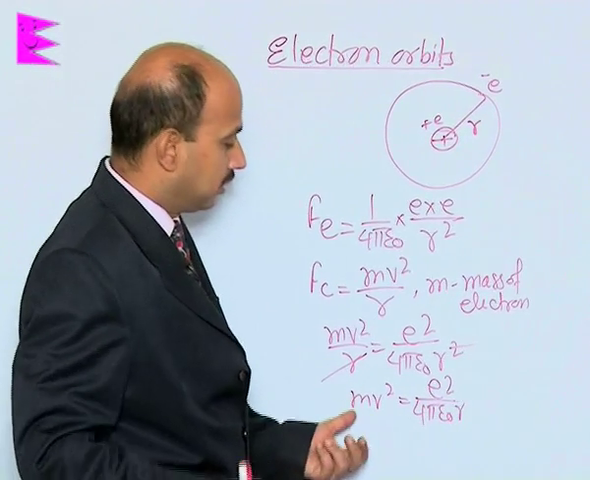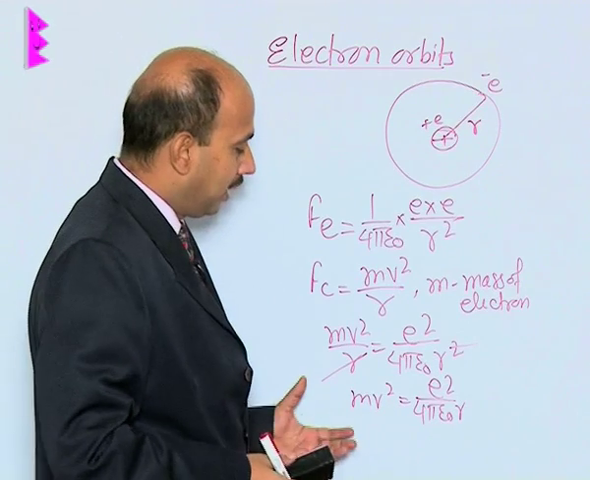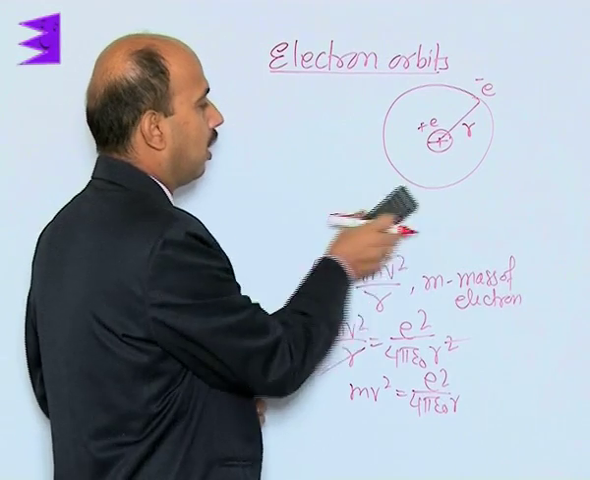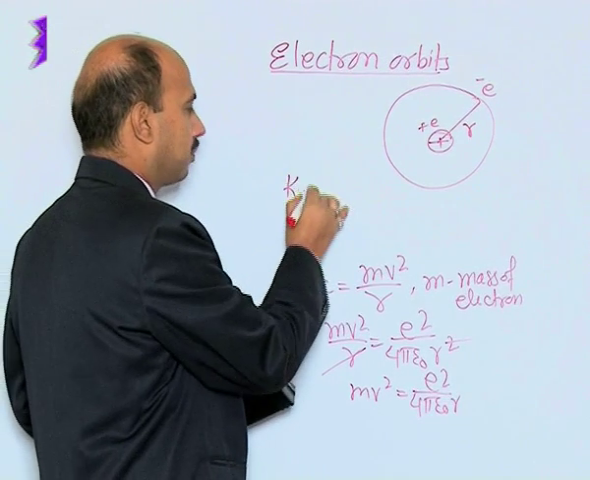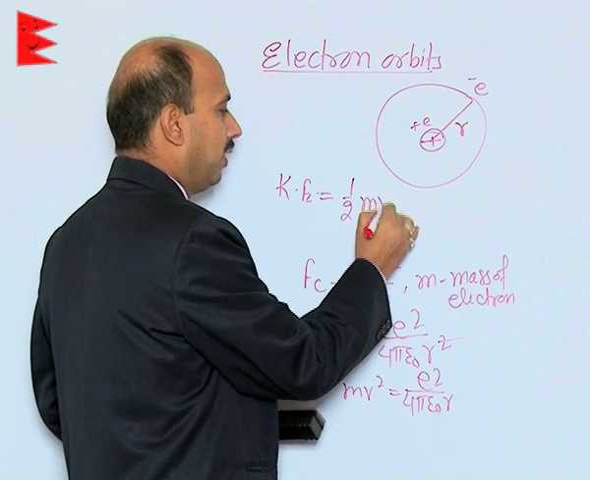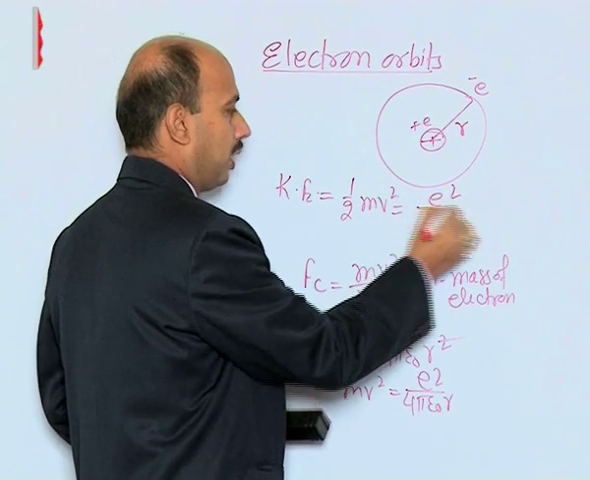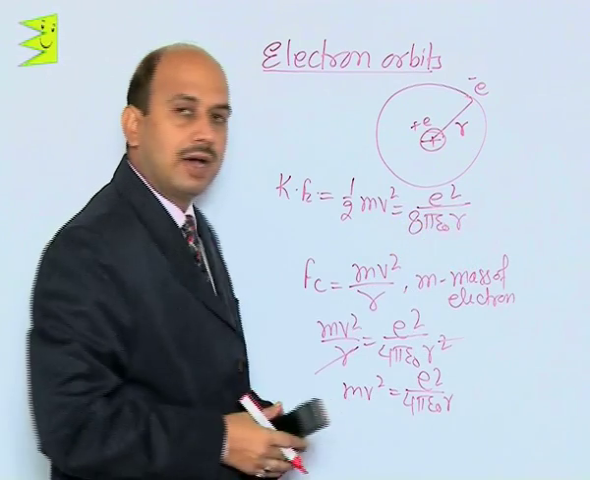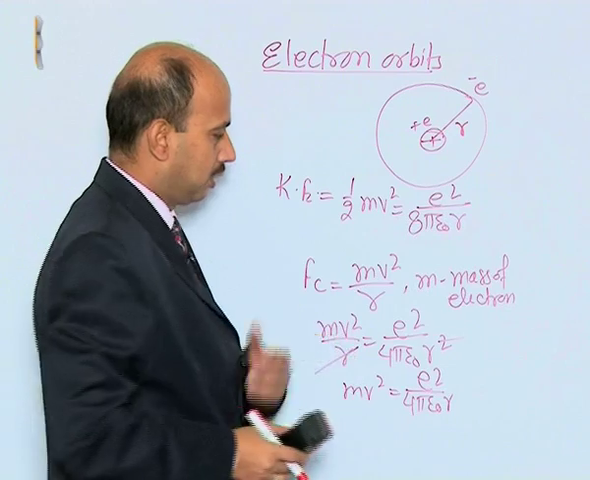Now, we have m v square, and we can get the kinetic energy by dividing both sides by 2. So, the kinetic energy of the electron is equal to half m v square, which is equal to e square upon 8 pi epsilon naught r. This is the kinetic energy of the revolving electron.